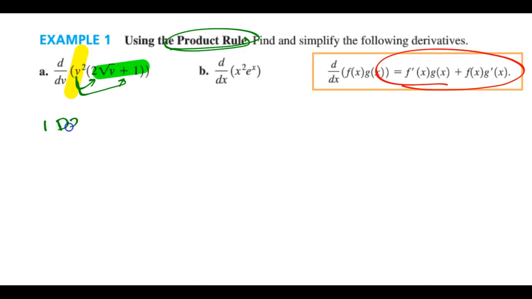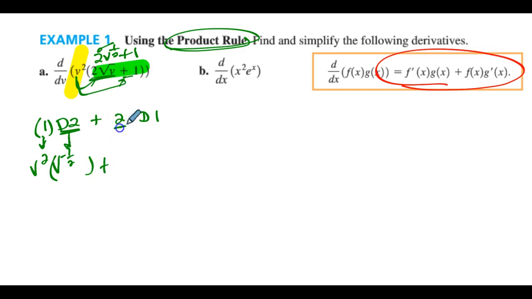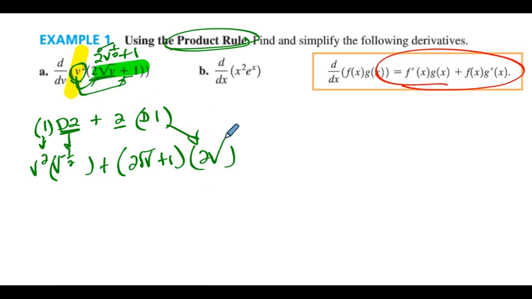If I follow 1D2 plus 2D1, 1 means write down the first function. The derivative of the second function is this guy. And of course, I'm looking at it as an exponent. So 1 half times 2, using the power rule here, is just v to the negative 1 half, plus 0, plus 2 is the second function, 2 square roots of v plus 1. And then d1 would be the derivative of this guy, which is just 2v.